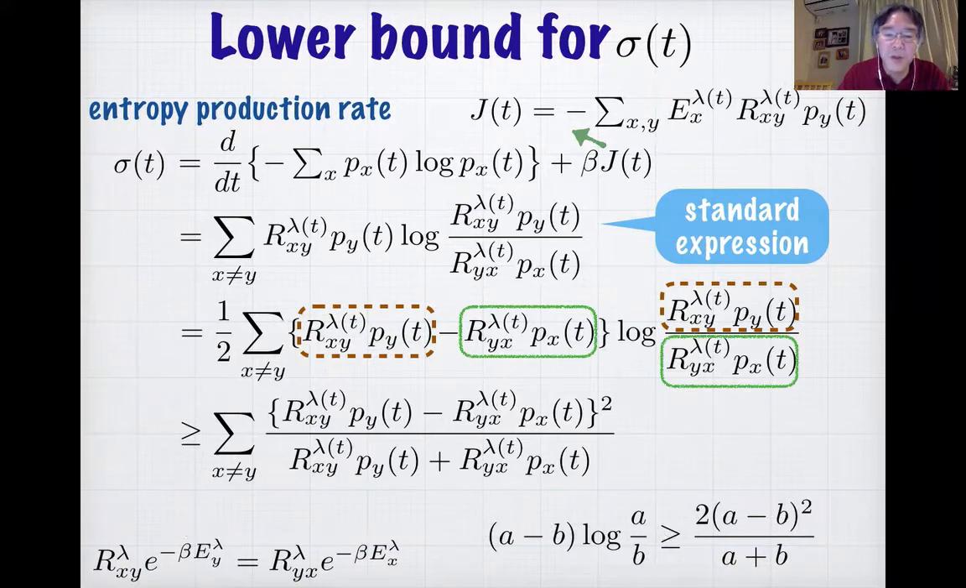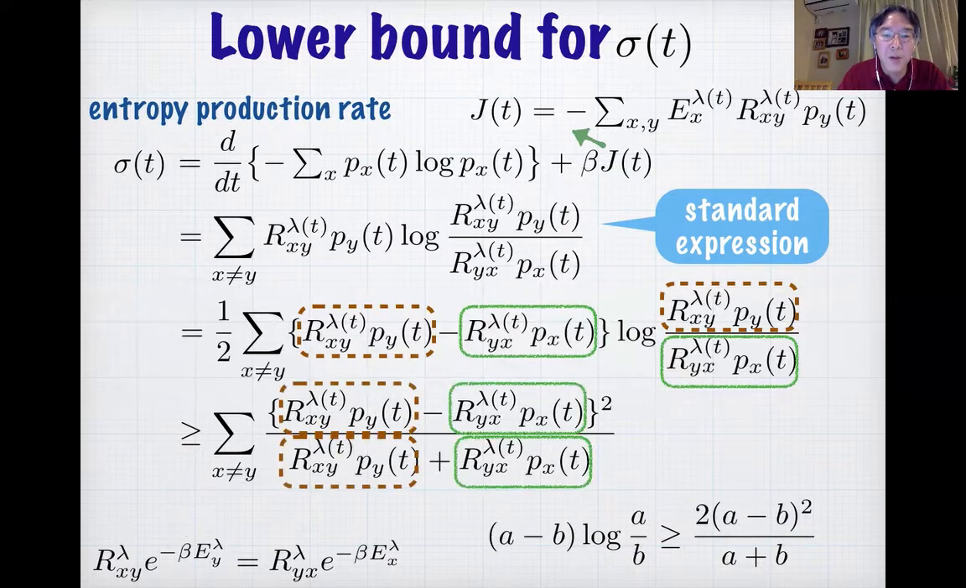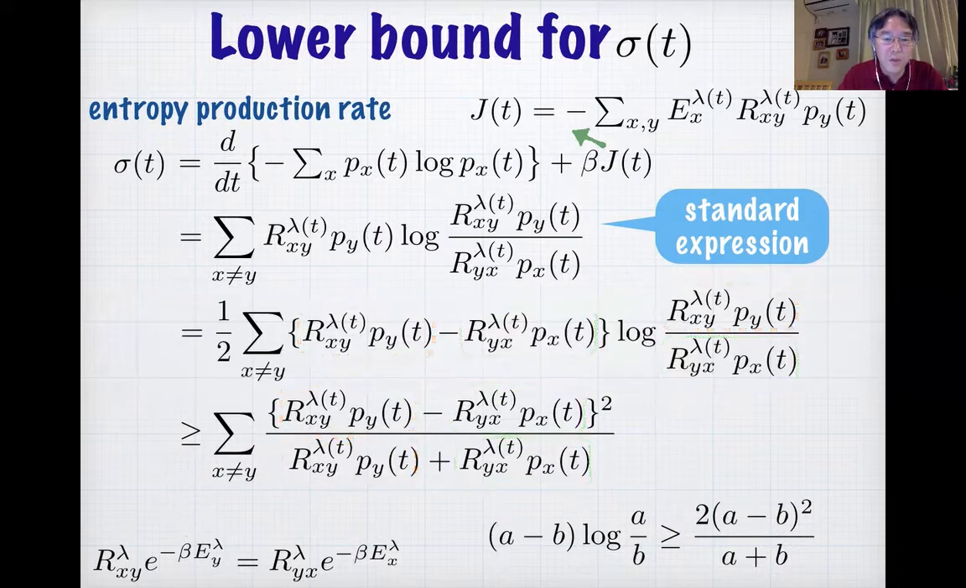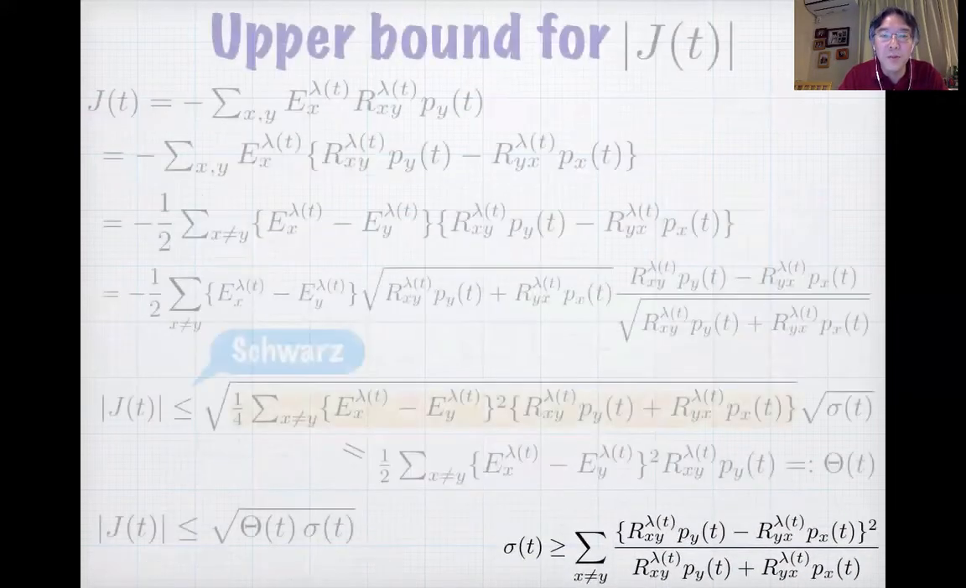If you have this form, it's lower bounded by this. Then, of course, you can apply this inequality to this here, and you find that these guys are like this. So we get an inequality, a lower bound for sigma t, the entropy production rate. This is lower bounded by this quantity, and this is very important, so let's keep it here.